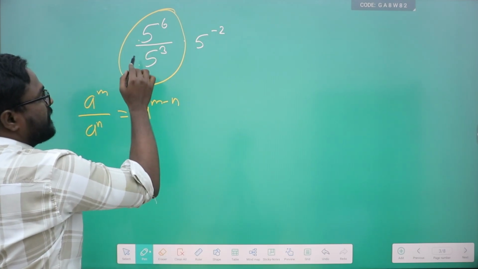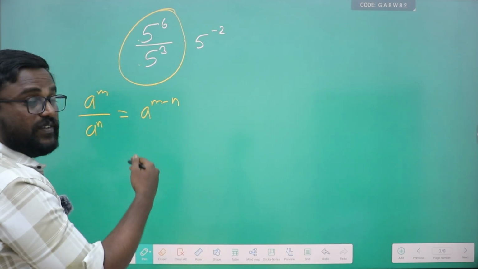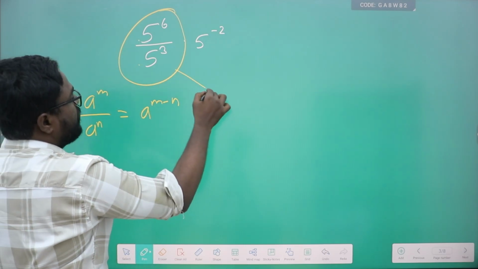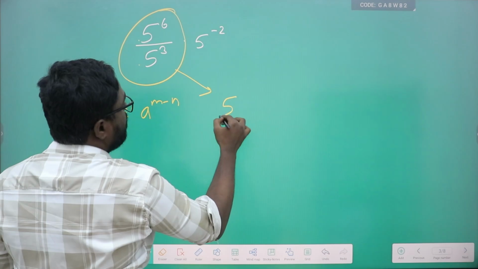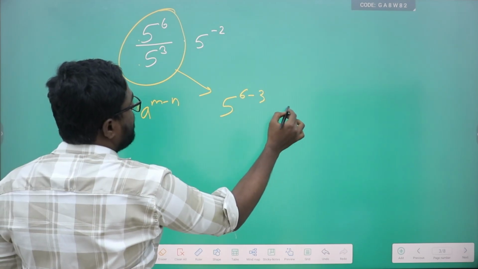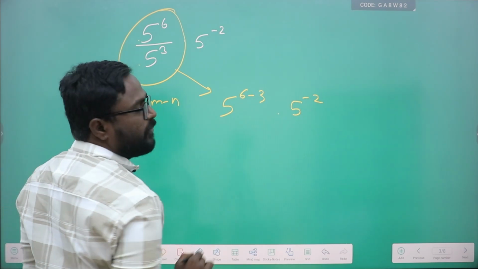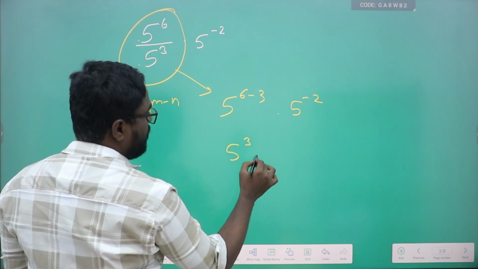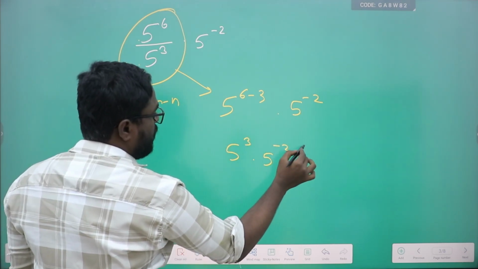Whenever the base is same and the powers are different and they are in division, we just simply subtract the powers. So what will I do now? I'll solve it this way: 5 to the power 6 minus 3 times 5 to the power negative 2. So 6 minus 3 is 3, times 5 to the power negative 2.